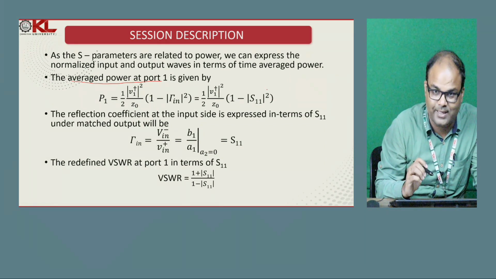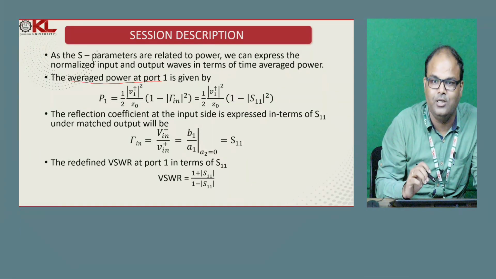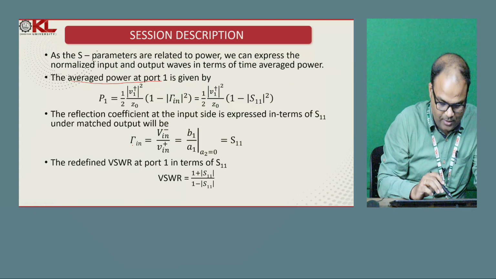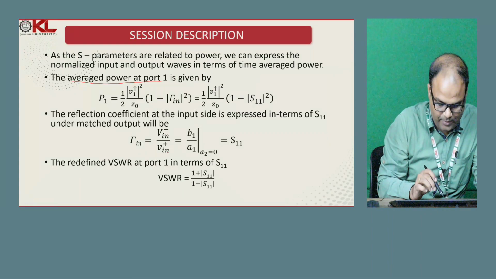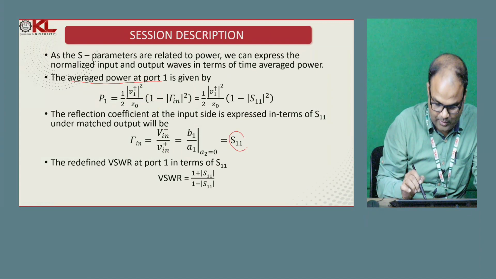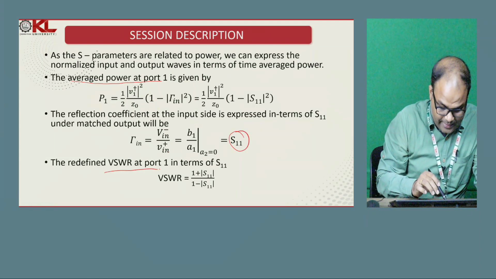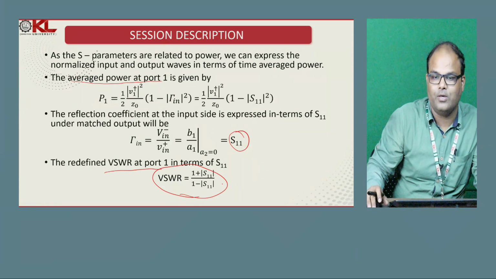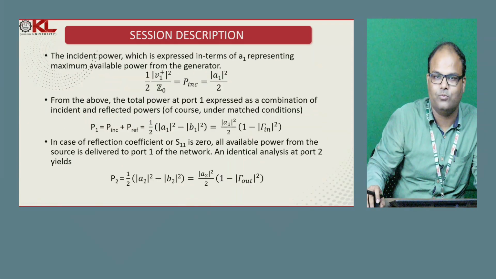So what is gamma in? It is the reflection coefficient, the input reflection coefficient. From that we can find out gamma in equal to V in minus by V in plus, meaning small v in minus over small v in plus. So it is S11. So the VSWR, we always know, is equal to 1 plus S11 by 1 minus S11.